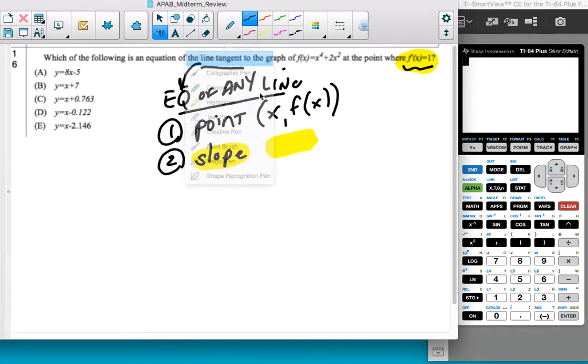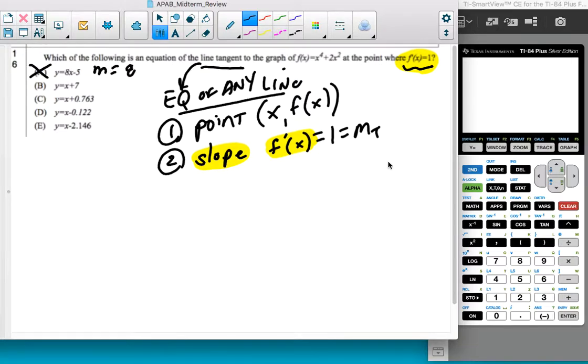So interestingly enough, I can rule out a couple answers right here. So f prime of x is definitely a 1, and that's apparently my tangent slope. Well, that means that the slope is not 8, so it's not answer A, because the tangent slope is 1. So it's either B, C, D, or E. That's not terrible. We'll go ahead and take that as a start.